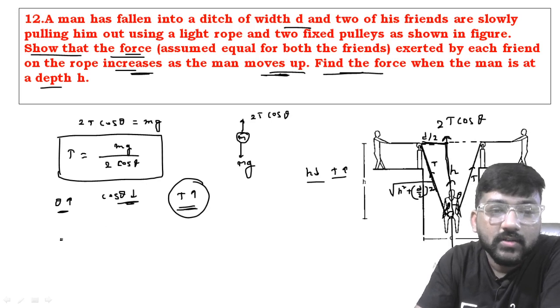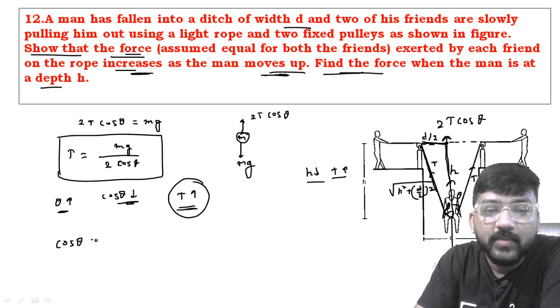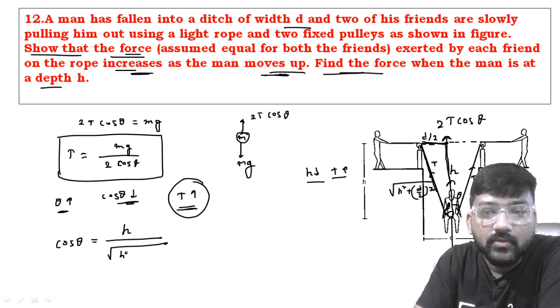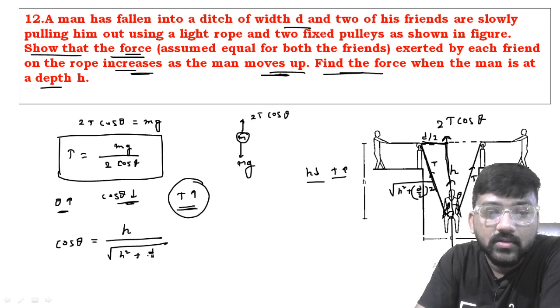So what will be cos theta? Cos theta is nothing but base divided by hypotenuse. So base is h, and hypotenuse is root over h square plus (d by 2) whole square. In this way you can write it: 2h divided by the square root of 4h square plus d square.